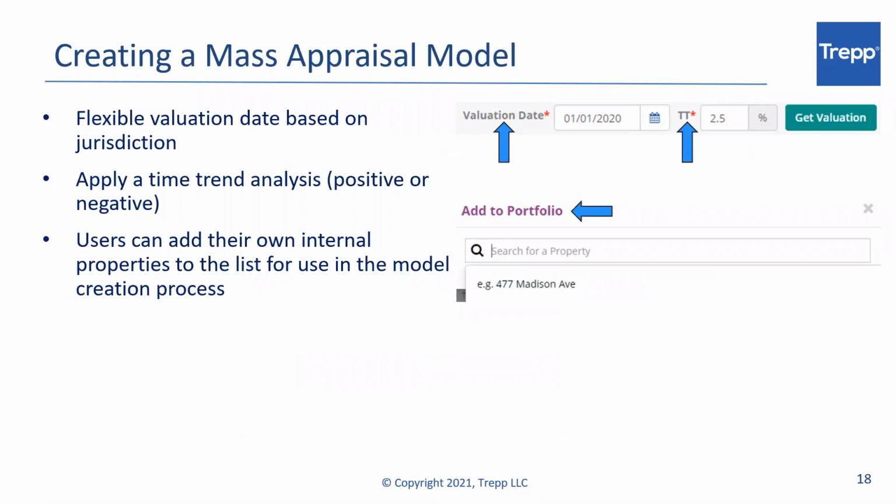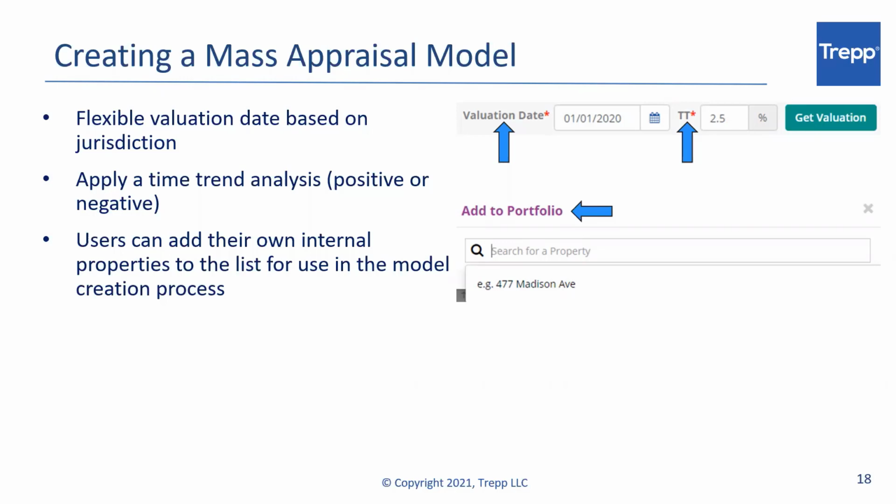Once you do that, you'll see a couple of new items pop up on the screen. One of them is the valuation date. The other is the time trend analysis. Once you do that, you can actually select the assessment date. So again, this workflow is built out so that as a consultant, you can effectively create your own version of a mass appraisal income model to match the assessor.